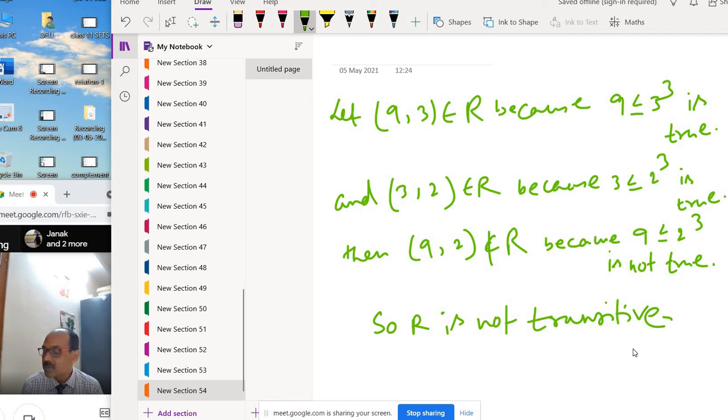Okay. Next you see question number 12. Question number 12 is: show that the relation defined in the set A of all triangles as R equal to {(T1, T2) such that T1 is similar to T2}. That means the first triangle T1 is similar to T2. T1 and T2 are similar triangles. This is the condition. Is it an equivalence relation? So we have to prove that this relation is an equivalence relation.